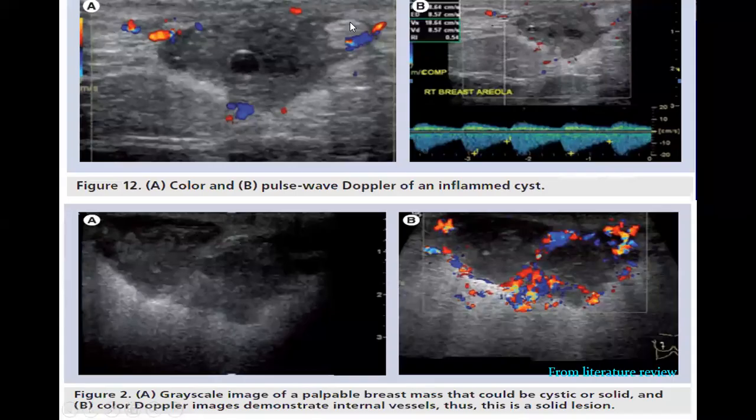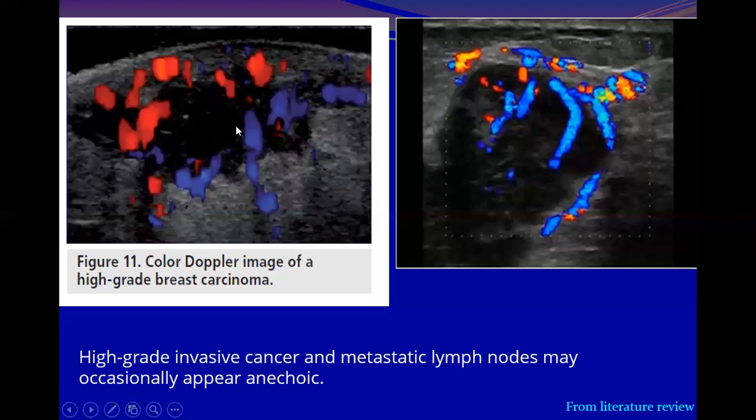And also in this case, this is an inflammatory cyst, a complex or complicated cyst with peripheral vascularity. A similar lesion here is a high grade invasive cancer with intralesional vascularity. So differentiate between these two lesions: this is invasive cancer and this is an inflammatory cyst. Also, heavily vascular high grade lesions may appear anechoic, like cystic lesions. Presence of vascularity, especially in high grade cancer, differentiates cyst from soft tissue malignant lesion.